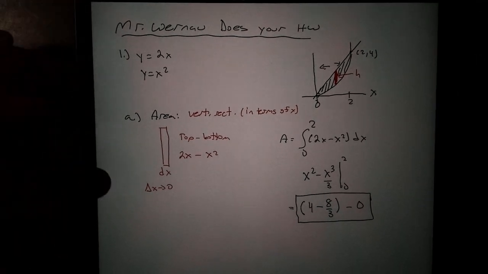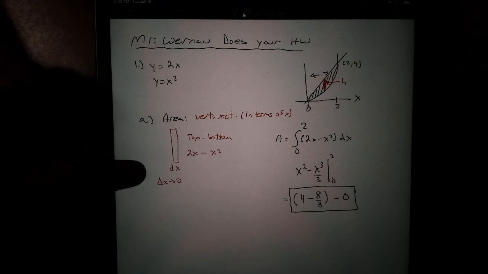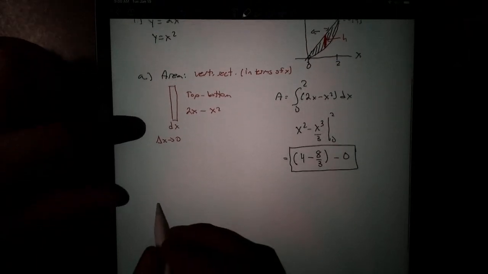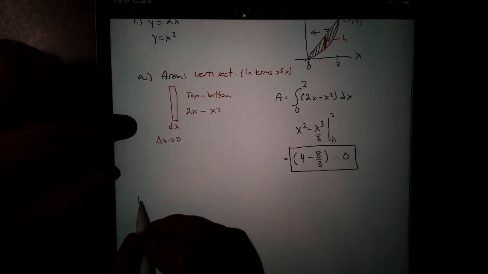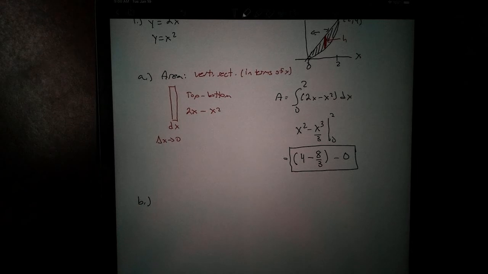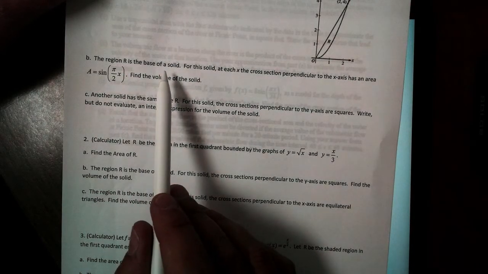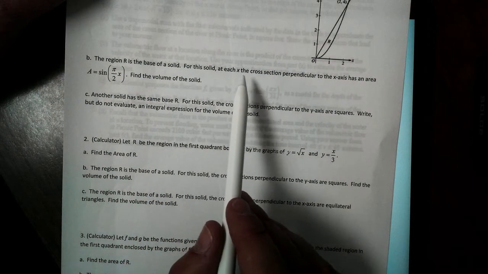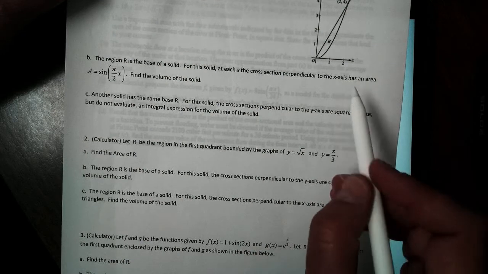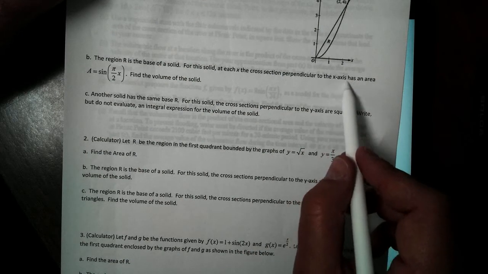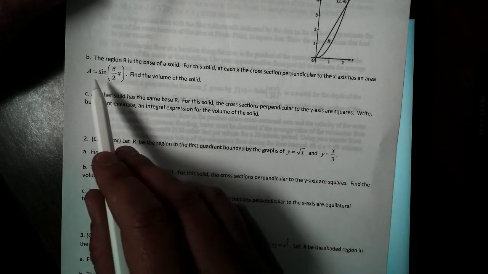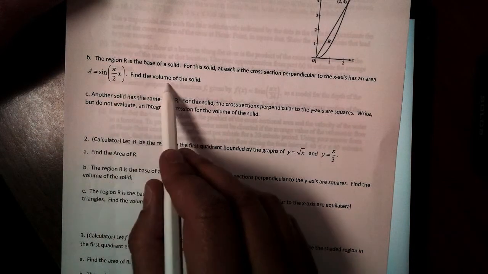Alright, the next one we're going to take a look at is part B. Part B is a little bit different. For part B, they want us to find the cross sections. And here it is right here. It says, the region R is the base of a solid. For this solid, each cross section perpendicular, this is nice, to the x-axis has an area of sine of pi over 2x. Find the volume.